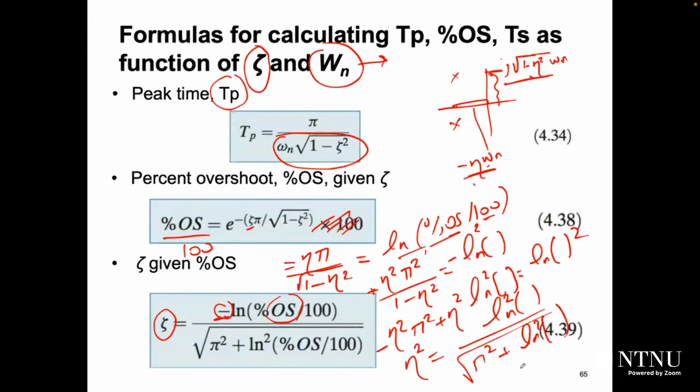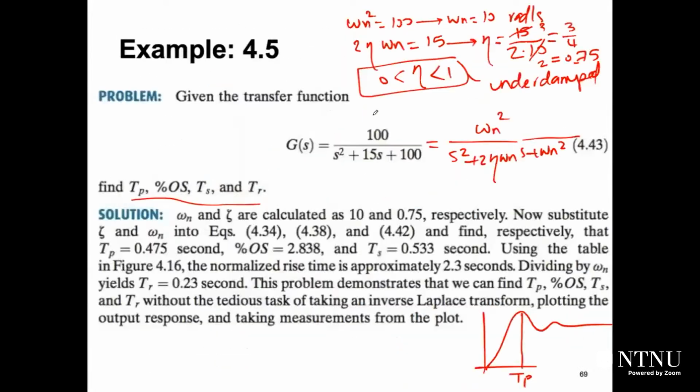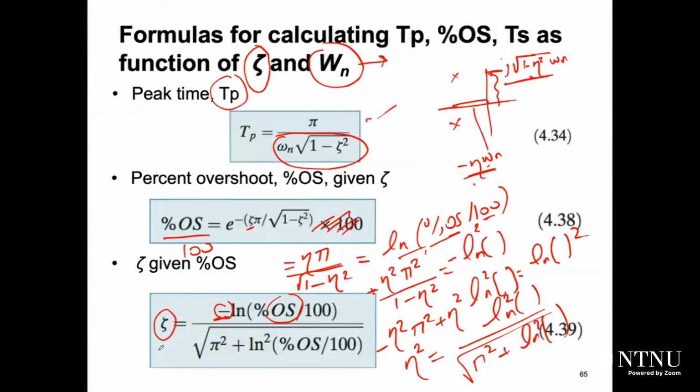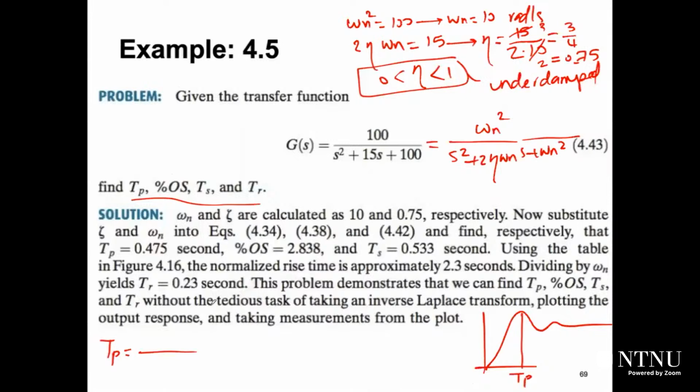How can we get the peak time? Peak time equals pi divided by omega n multiplied by the square root of 1 minus zeta squared. So just substitute into that. So peak time equals pi, which is 3.14, divided by omega n. What is omega n? It's 10, multiplied by the square root of 1 minus zeta squared. What is zeta squared? It's 9 divided by 16.